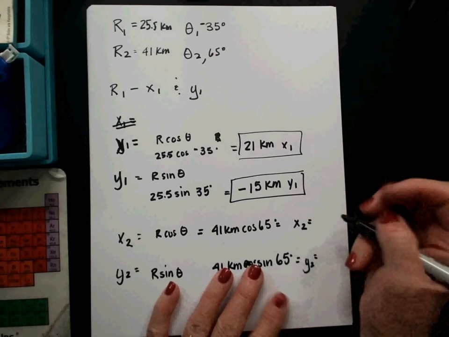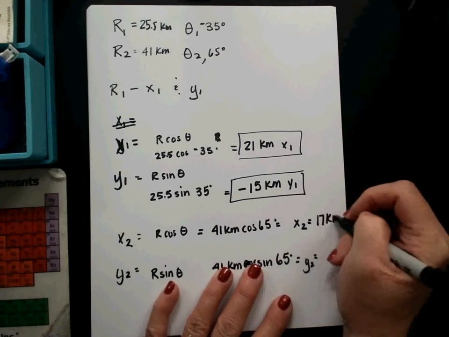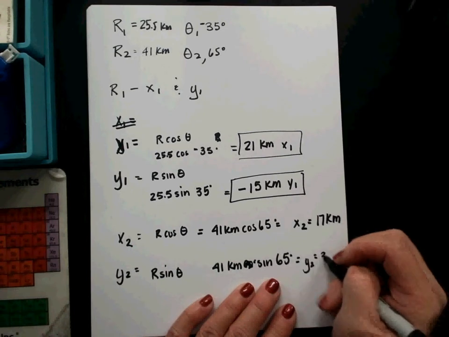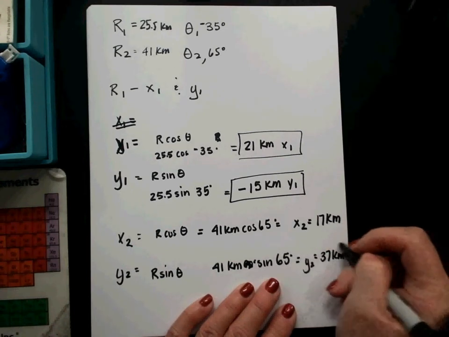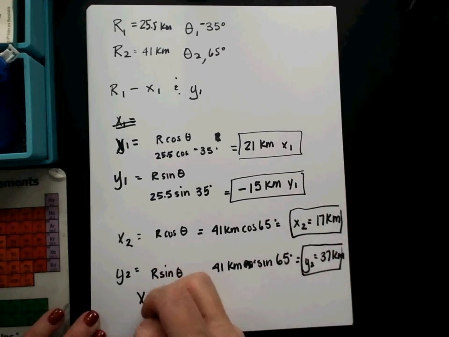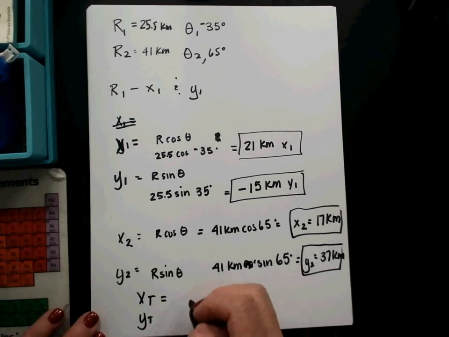Do we have them? Caleb, what'd you get for X2? 17 kilometers. And Clark, what'd you get for Y2? 37 kilometers. Do we all agree with those? All right, so then let's find our X total and our Y total.